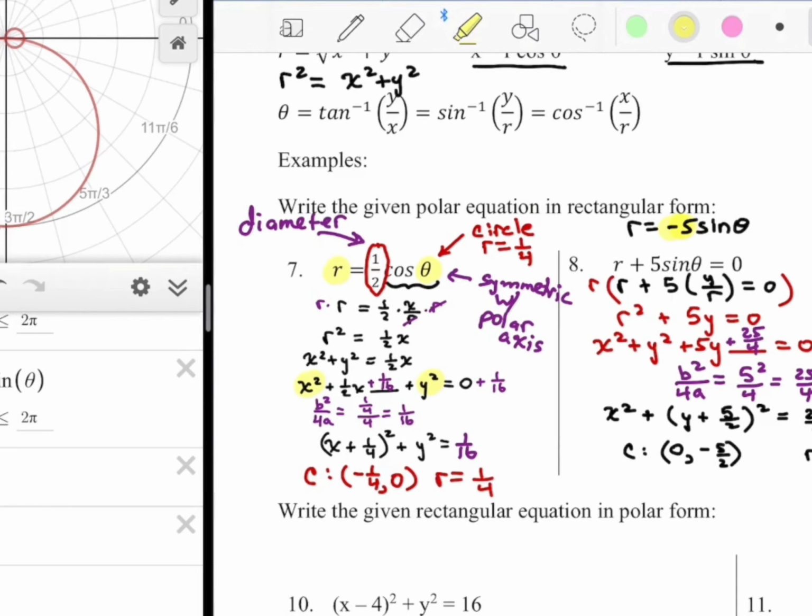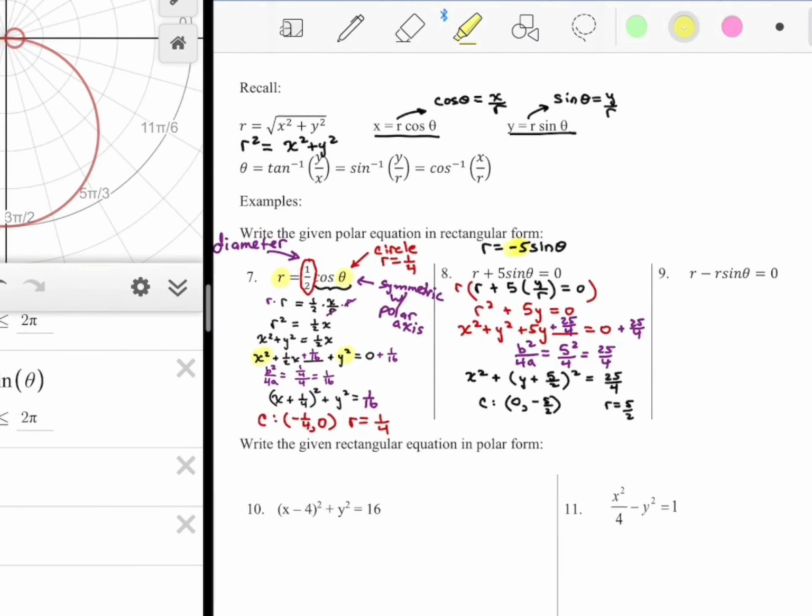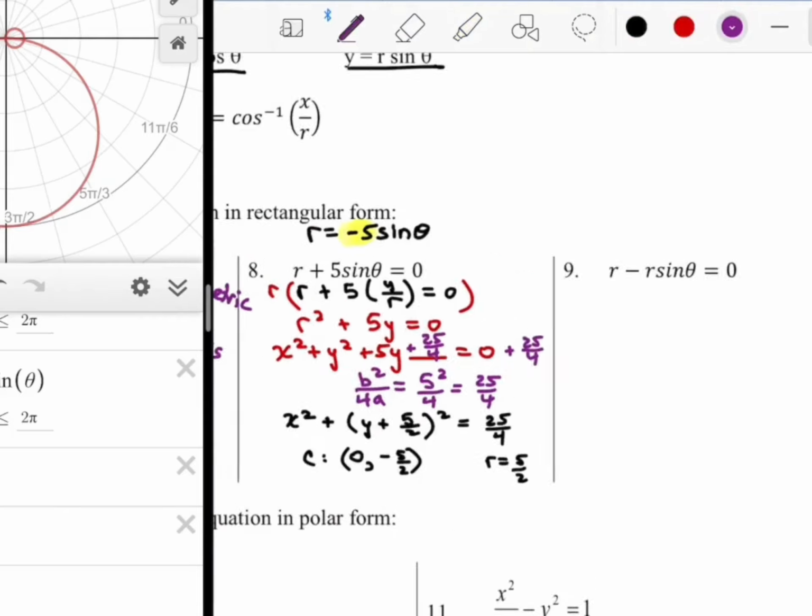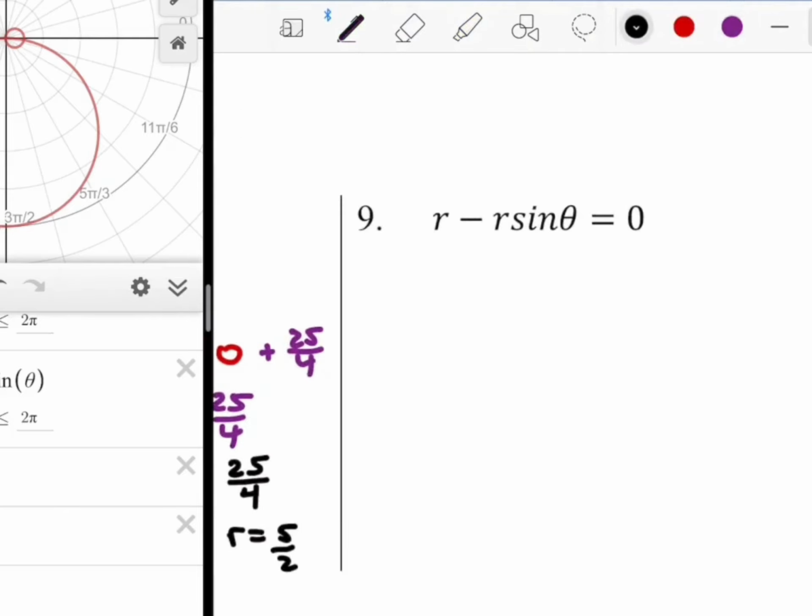The coefficient of the cosine was positive, so it was on the positive part of the polar axis, positive x-axis, as opposed to the negative x-axis. All right, so a lot of little relationships come from this that make it pretty easy to go from one form to the other without having to do all this work.